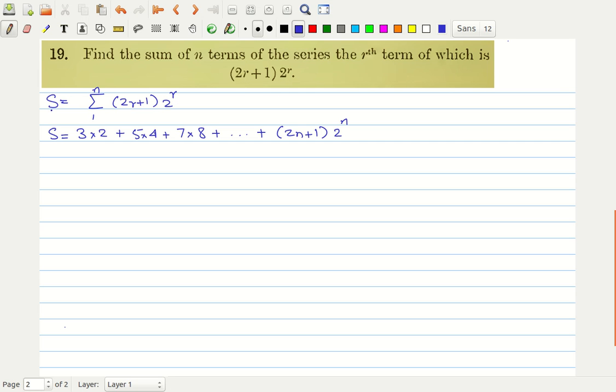So we can denote our series as summation of 1 to n 2r plus 1 times 2 to the power r, and if we expand it, what we get is that S is going to be, let r is equal to 1, so you get 2 times 1 plus 1, which is 3 times 2, plus if we let r is equal to 2, we get 4 plus 1, 5 times 2 squared, which is 4, plus r is equal to 3 will be 7 times 8, and r is equal to n is going to give you 2n plus 1 times 2 to the power n.